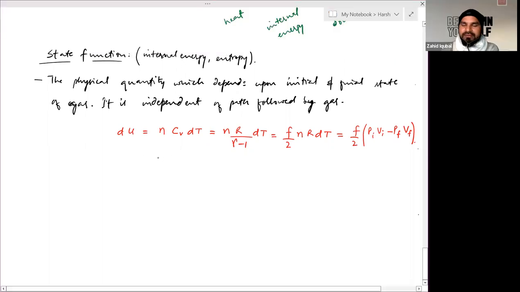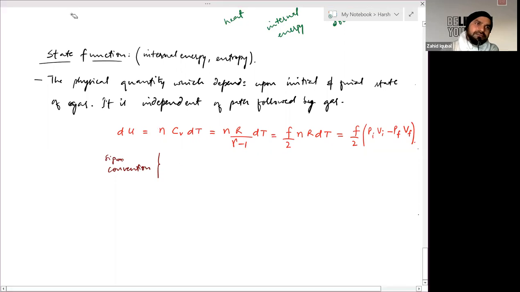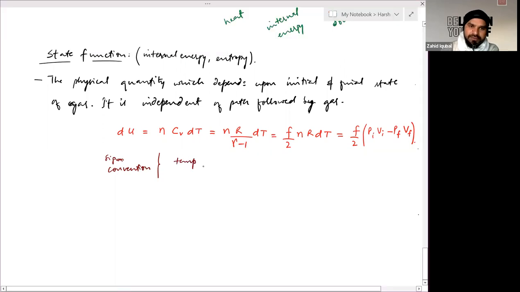Now, from this part, we may define its sign convention. If temperature of system is increased, then change in internal energy will be positive. And if temperature of gas decreases, change in internal energy will be negative.